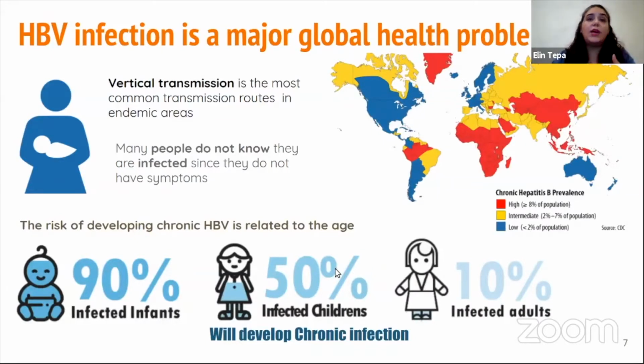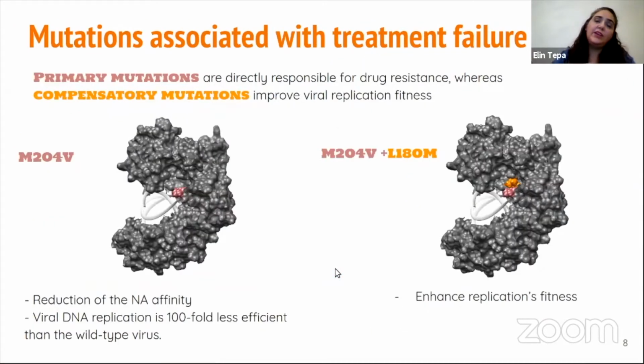As a result, we have young people who will need lifelong treatment, and that carries a risk of developing treatment resistance later on because of their constant use of the antivirals. And there are two types of mutation associated with treatment failure. First is the primary mutation, which is directly responsible for drug resistance and the reduction of viral replication efficiency.